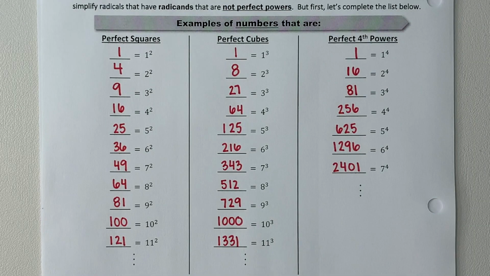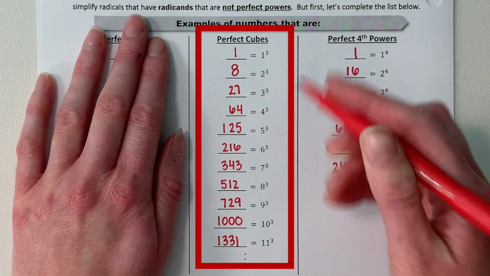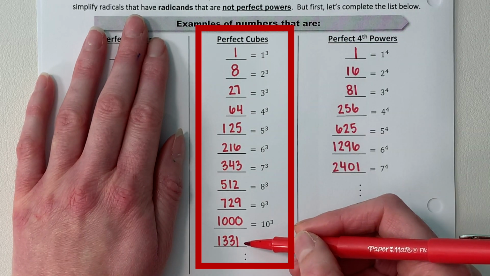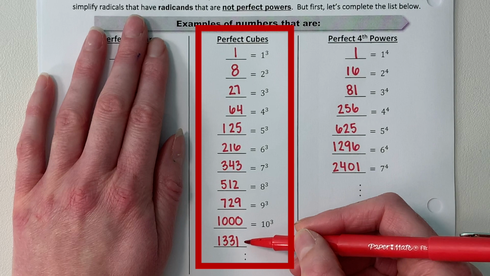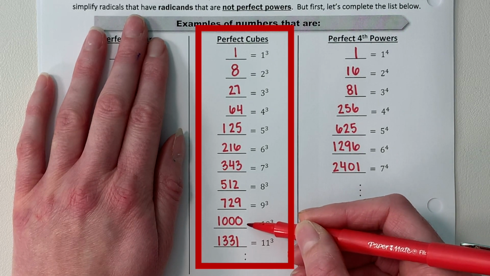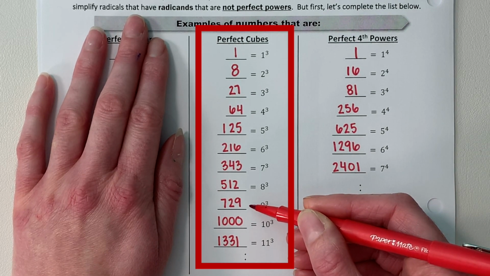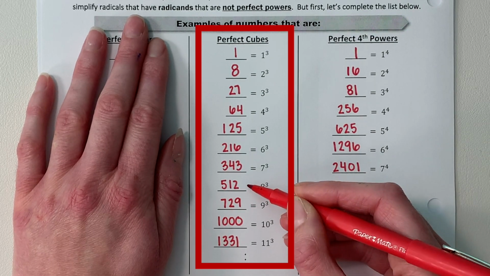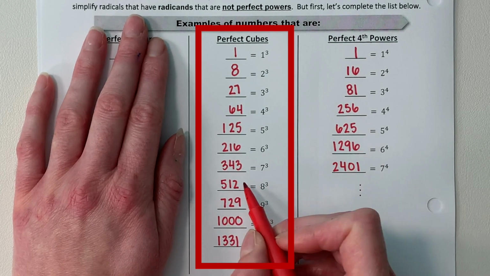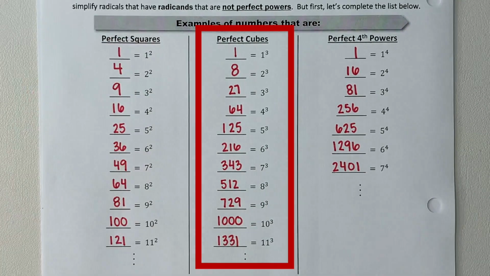Let's look back at the list we made on page 2, and we're going to look at the perfect cubes column. Let's find what's the largest number on this list that multiplies evenly into 2048. We'll start with this largest number. If we take 2048 divided by 1331, we get an ugly decimal. So let's work our way down. 2048 divided by 1000 is a decimal. 2048 divided by 729 is a decimal. But 2048 divided by 512 is a nice whole number. So it looks like 512 is the largest perfect cube on this list that multiplies into 2048.